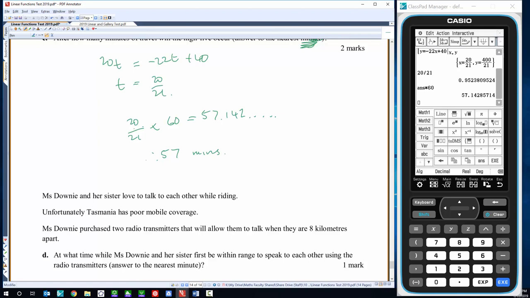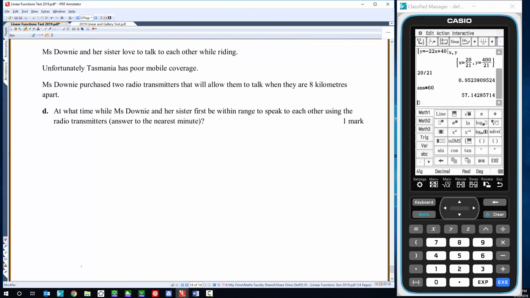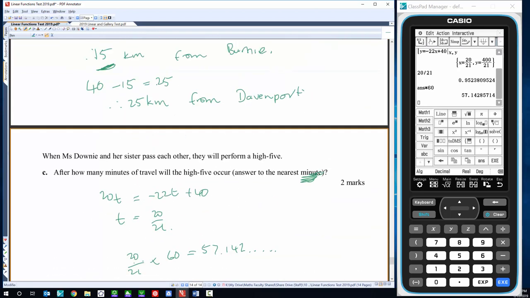So they love to talk while they're writing, and Tassie's got some poor mobile coverage. So what they do is they purchase radio transmitters, and that'll allow them to talk when they're 8Ks apart. So at what time, while Ms. Downey and her sister, at what time are they riding when they're first within range to speak to each other using these transmitters? Answer to the nearest minute. So what we're going to do here is actually work out when they're 8Ks apart.